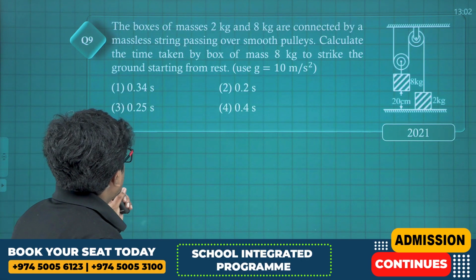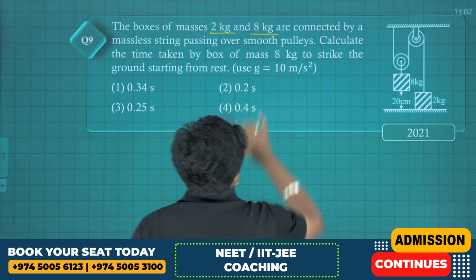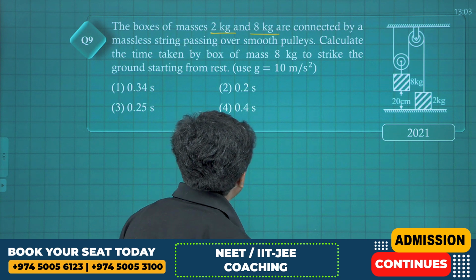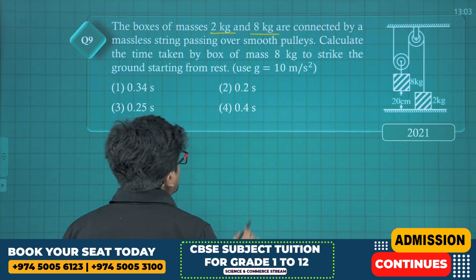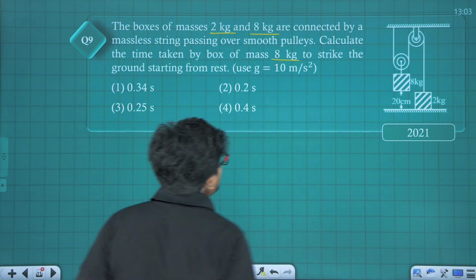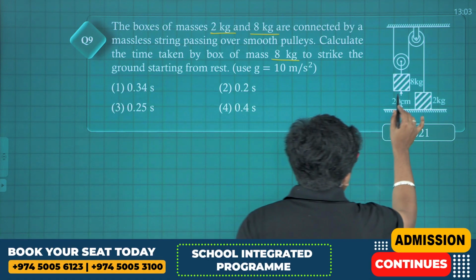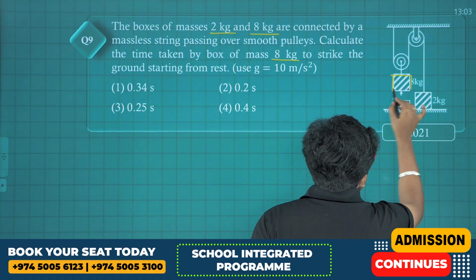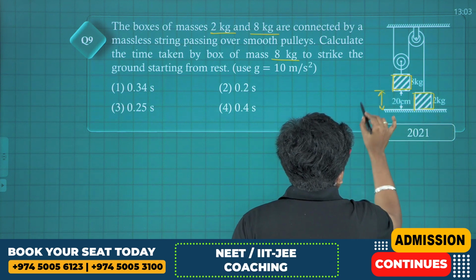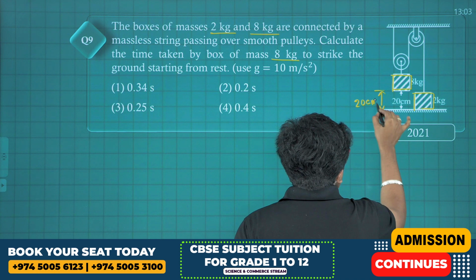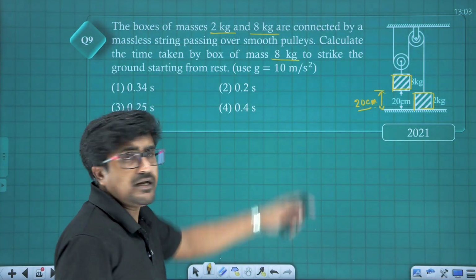The question says the boxes of 2 kg and 8 kg are connected by a massless string passing over a smooth pulley. Calculate the time taken by the box of mass 8 kg to strike the ground starting from rest. So this is the 8 kg mass and this is the 2 kg mass, and we have got 20 centimeter height. Okay, so let's recreate this diagram.